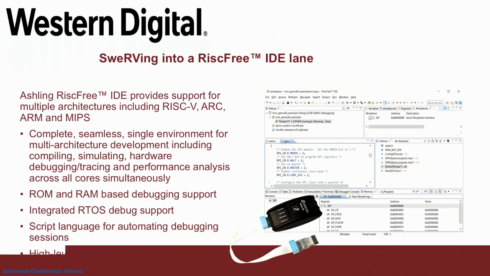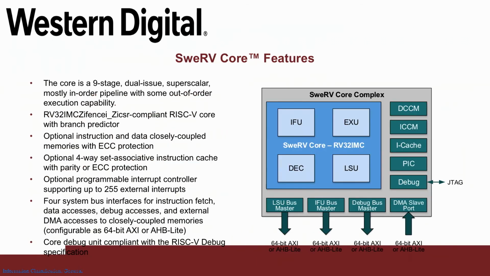And we have support for HTML-based register debugging as well as RAM and ROM-based debugging support also. And we can do the integrated RTOS debug using that IDE. And SWORD is nothing but a 9-stage dual issue pipelined out of order capable core with 64-bit support. It has got a CoreMark of around 4.05, I think. And thank you.